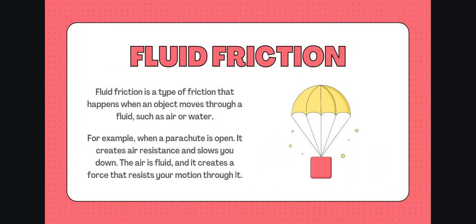And now fluid friction. This is a type of friction that happens when objects move through air or water. Now, many people think it's just water because it says fluid, but no, it also includes air. So here, an example is the box is falling. It would fall much faster if it didn't have the parachute, but now that the parachute is open, it creates air resistance and slows you down. The air is a fluid, and it creates a force that resists your motion. So the basic takeaway is friction resists motion.